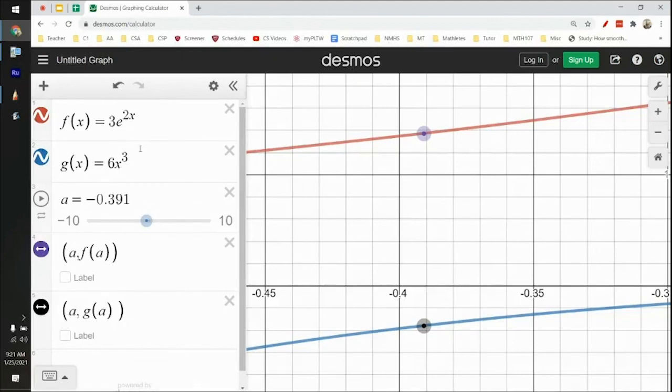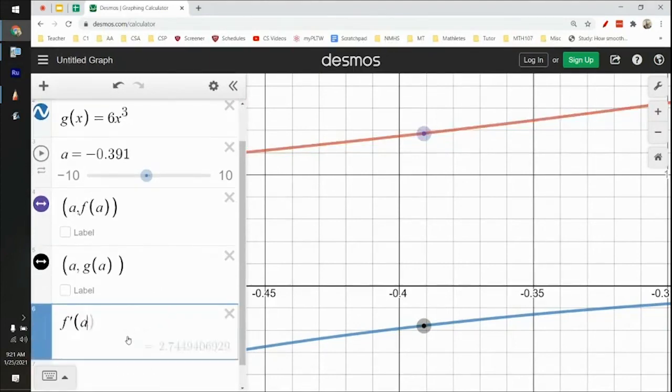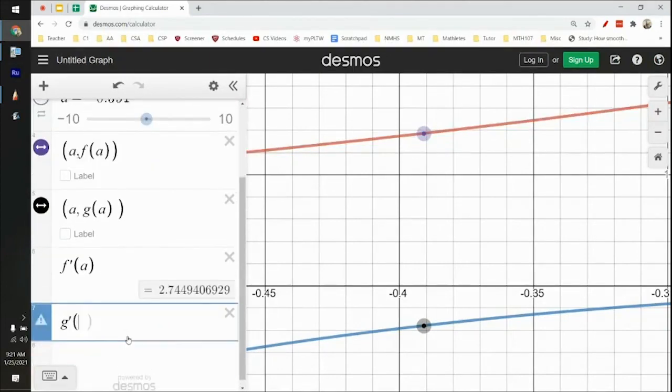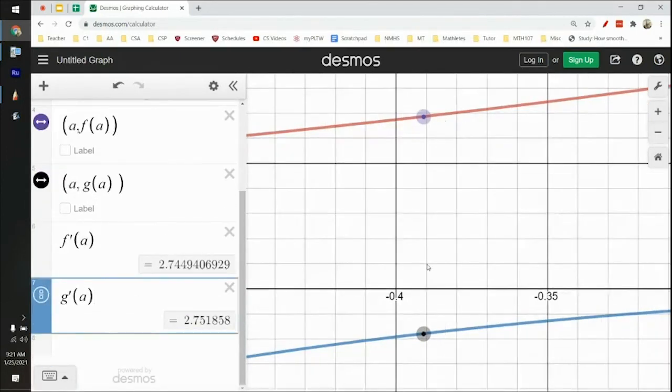Okay. Now let's go a little bit deeper into this. Let's do f prime of A and g prime of A. You'll notice they're about the same. I rounded, really the decimal place goes forever, but you can see those are pretty darn close. And if I made an equation of a tangent line, you'd be able to see it a little bit more too.